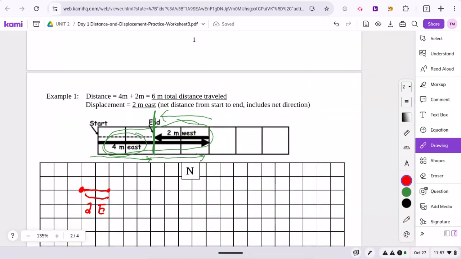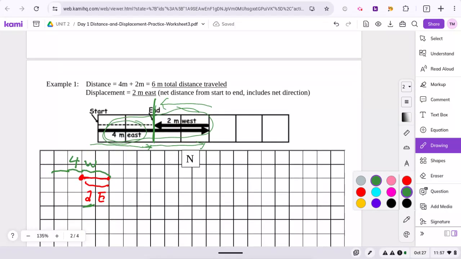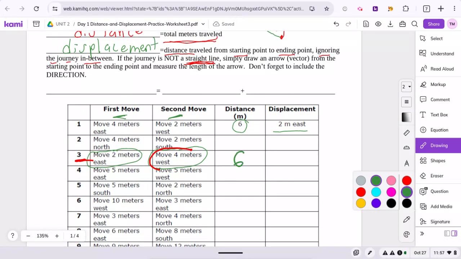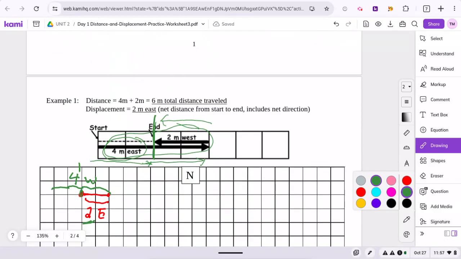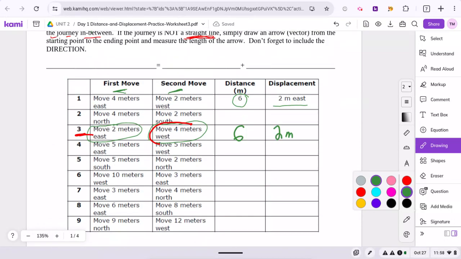So then I'll use a different color. So you'd be going back this way, 1, 2, 3, 4. That would be 4 west. So in total, the distance traveled is 2 east and 4 west. That's going to again be a total distance of 6. But then your displacement from your starting point, this is your starting point, you would only be 2 west, 2 meters west.